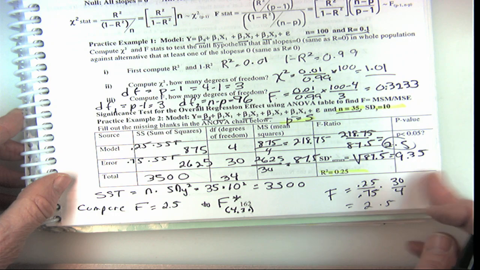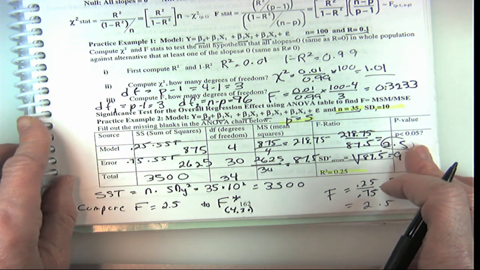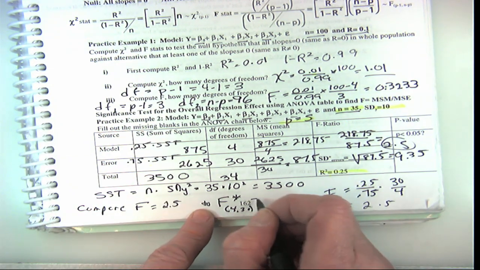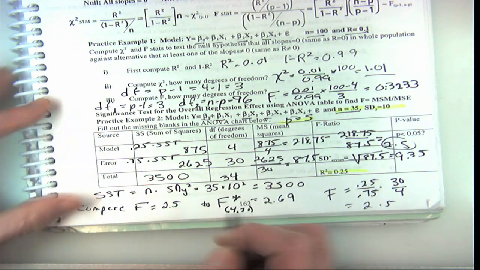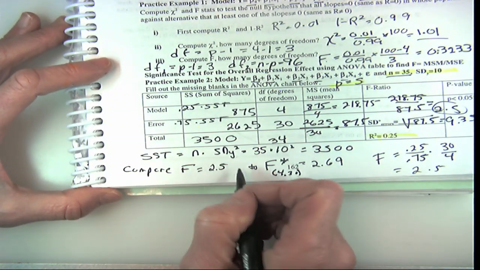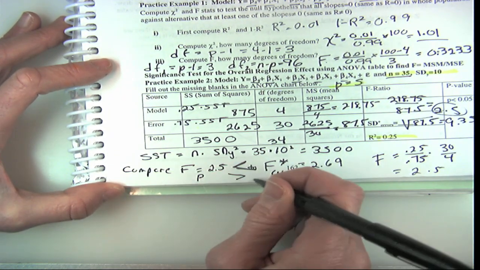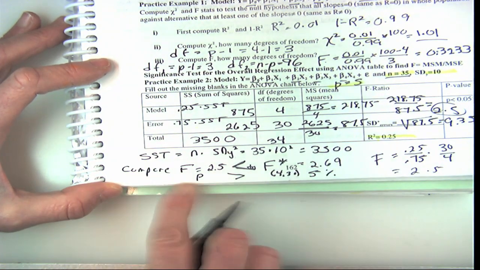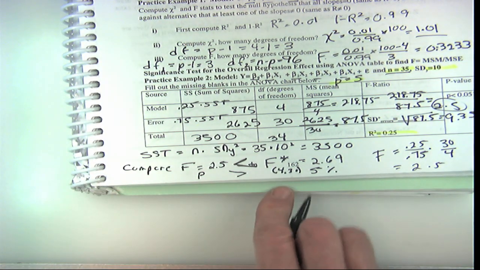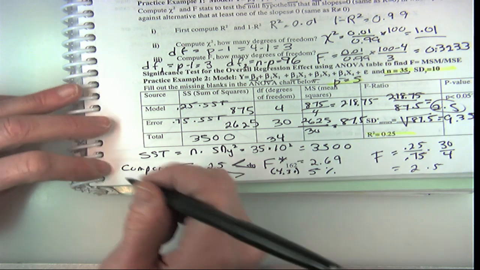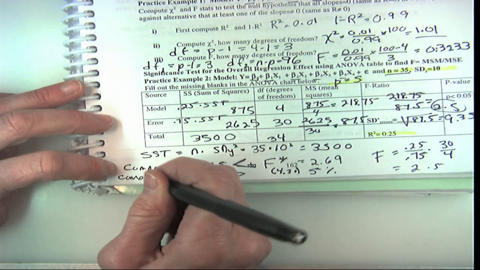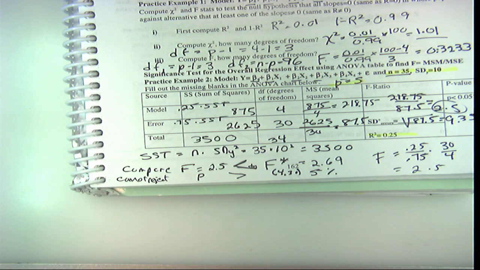So where's our F? 2.5? Where can we compare it? Right here to 2.69. And it's what? Is it bigger? No, it's less. So our p-value, so p is bigger than 5%. So we don't reject the null, cannot reject null. We might not have anything in that model. All right, that's it. So we finished that, and then we'll finish up on Tuesday this entire section.